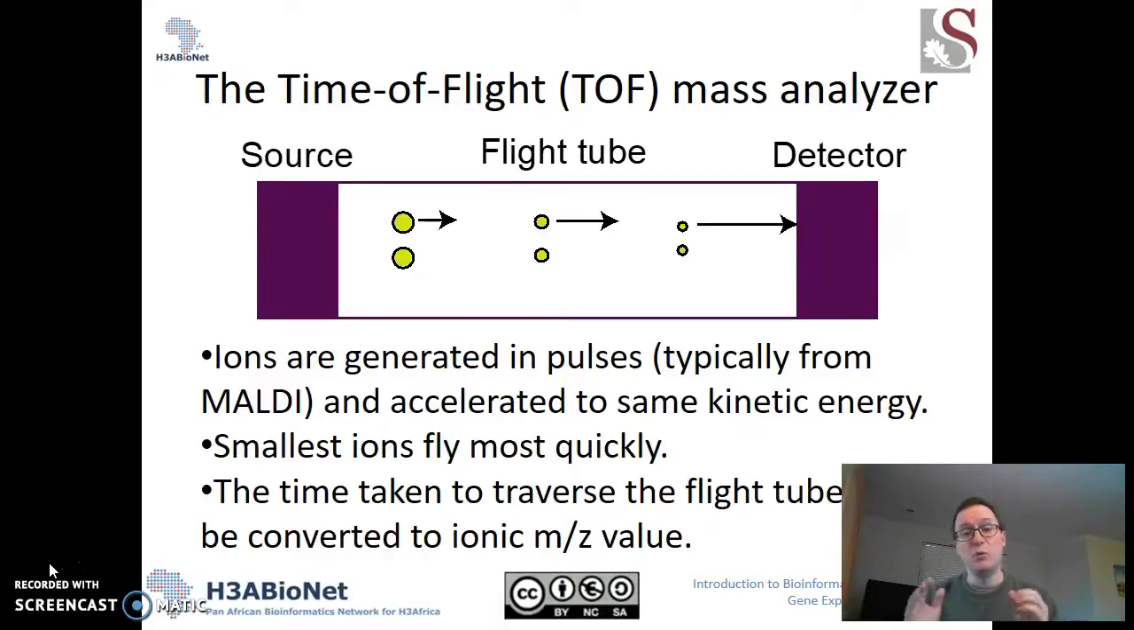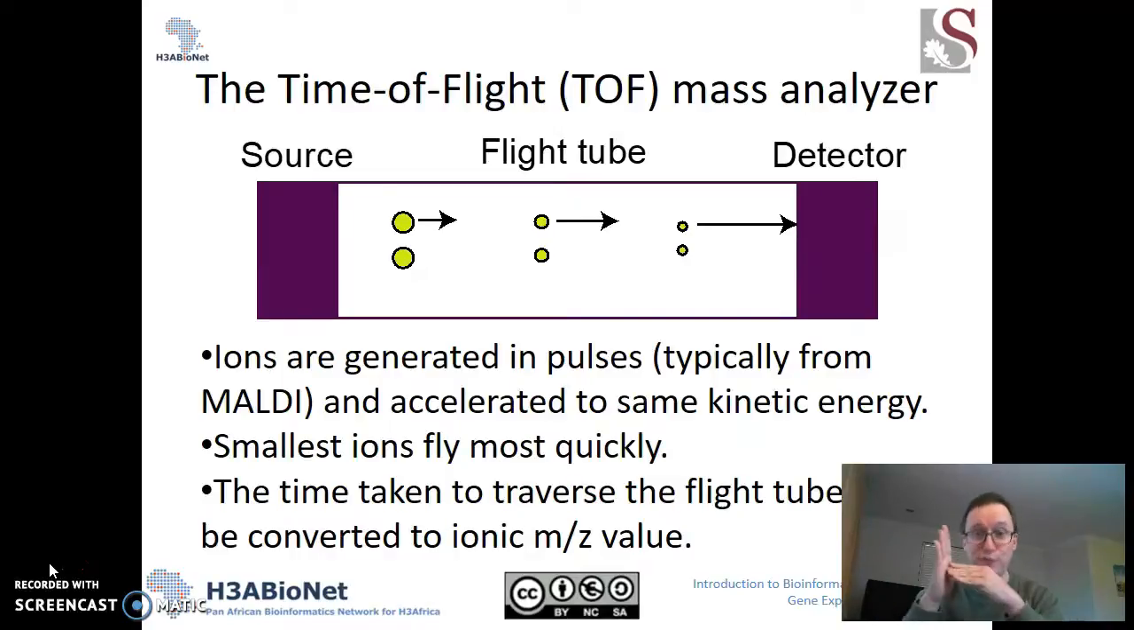So we can time how long it takes for the ions to move from point A to point B. And if we know the distance from A to B very, very accurately, we can infer what their velocities are. That velocity, in turn, gives us the mass value, the mass-to-charge value that those ions have.